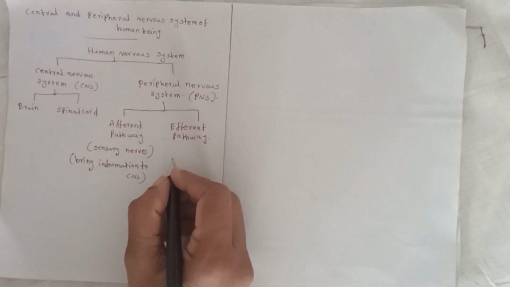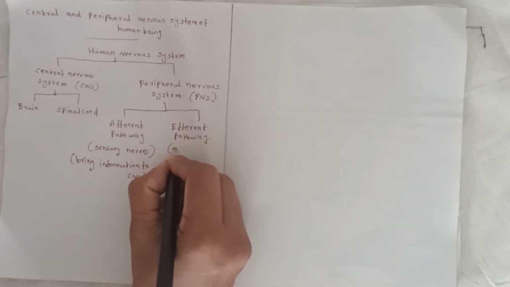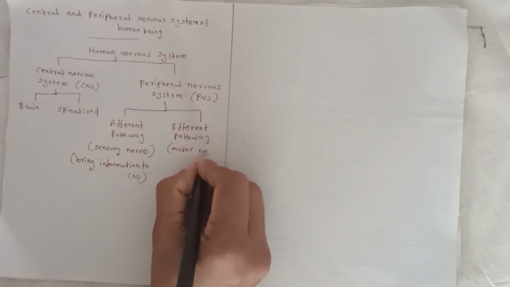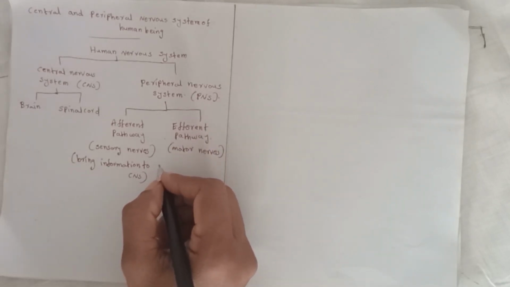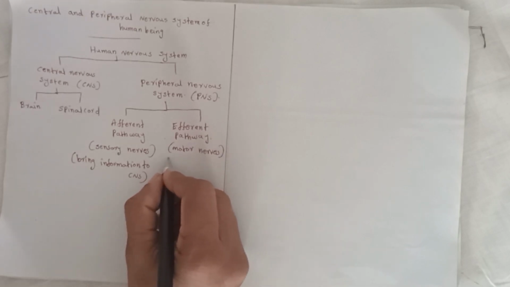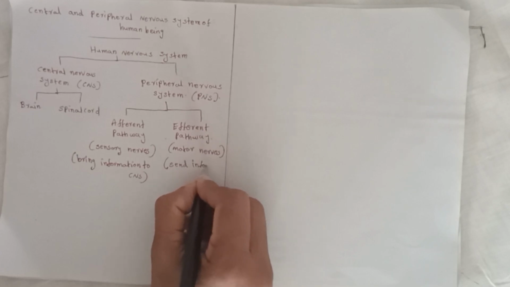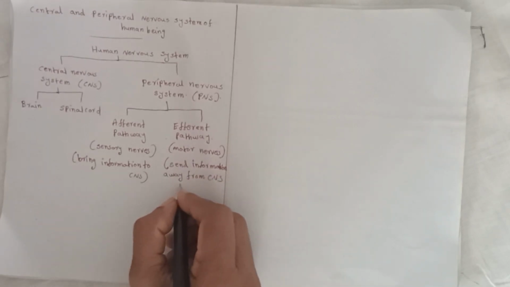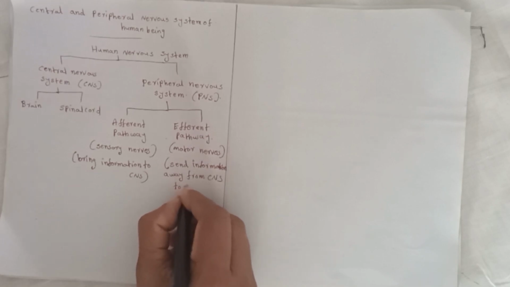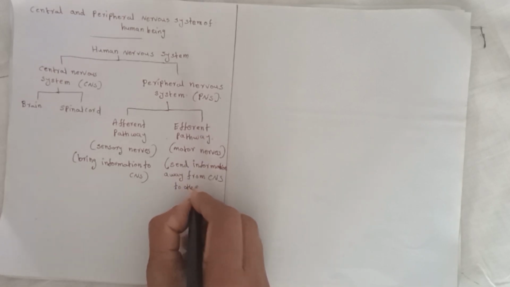The efferent pathway includes motor nerves, motor nerves that send information away from the central nervous system to other parts of the body.